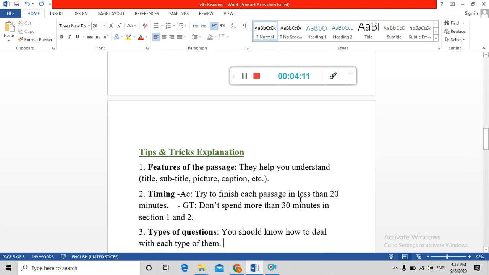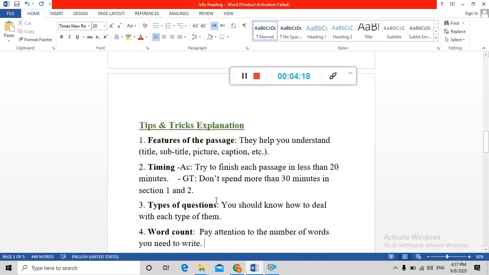What are the tips and tricks that we need to focus on? Features of the passage, like title, subtitle, pictures, captions, etc. They help you to understand what the passage talks about. What about timing? A lot of students spend most of their time on passage 1 and 2 or section 1 and 2. Then they don't have time for passage 3.